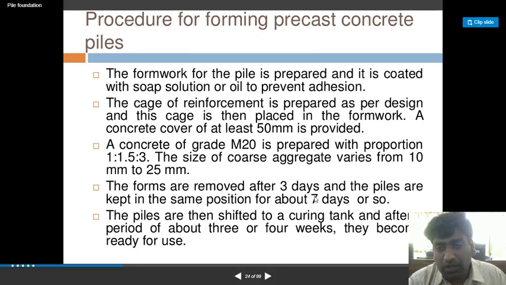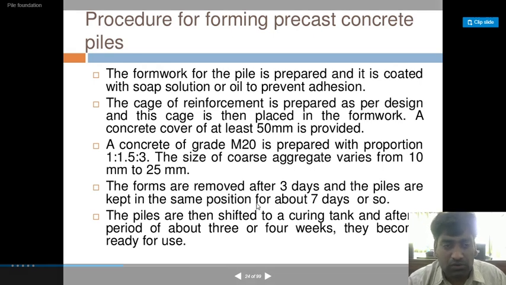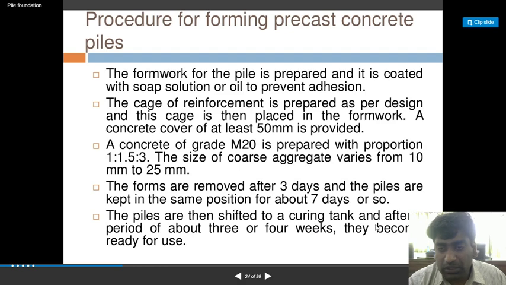The forms are removed after 3 days, and the piles are kept in the same position for about 7 days or so. The piles are then shifted to the curing tank, and after a period of about 3 to 4 weeks they become ready for use.